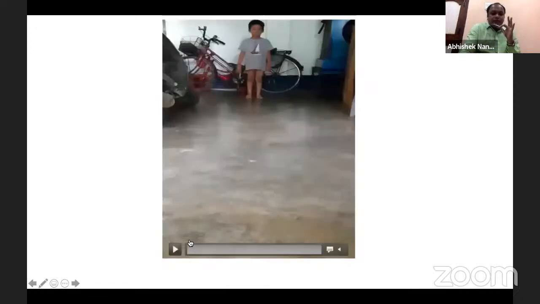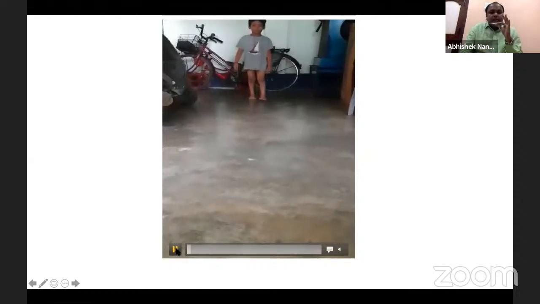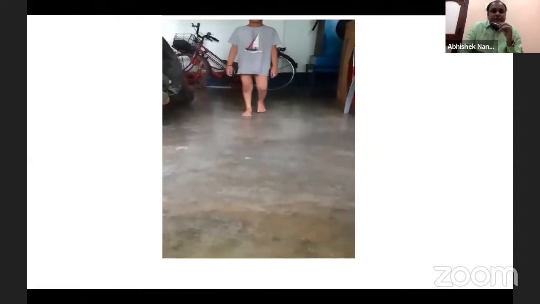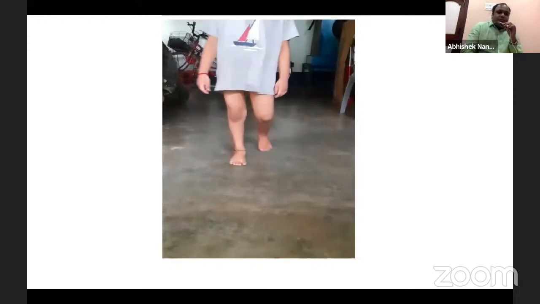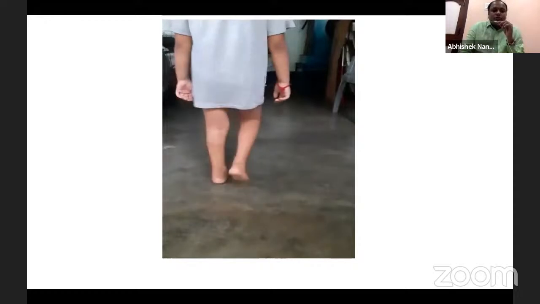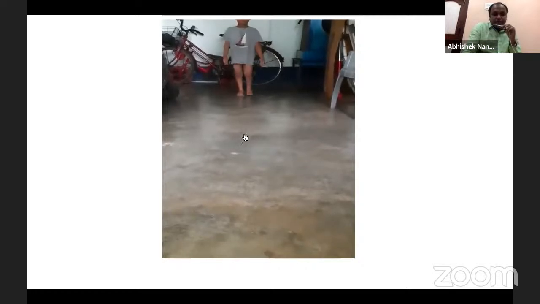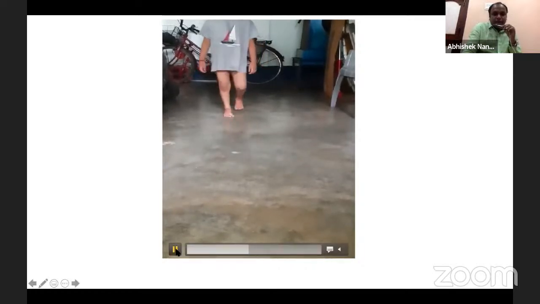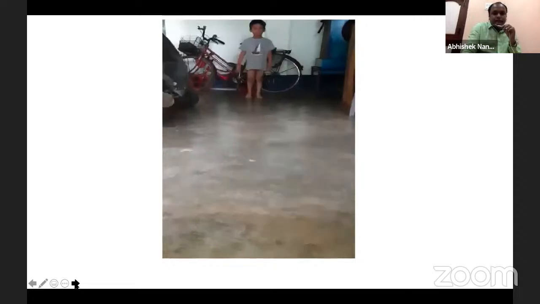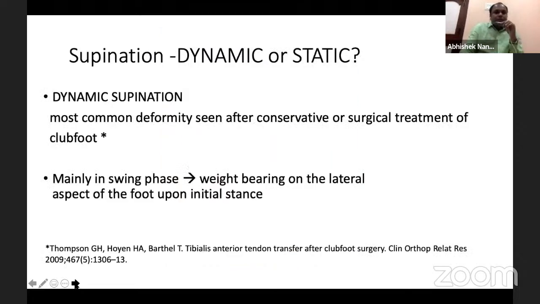So this is a video of the next recurrence. This is a child around 3 years of age, which was corrected by Ponseti. We have done Achilles tenotomy. The child was in bracing for around 2 or 3 years, and he presented to us with a dynamic supination deformity. So supination deformity, whether it is dynamic or static.